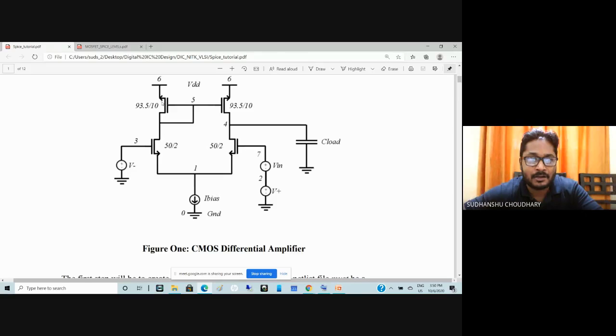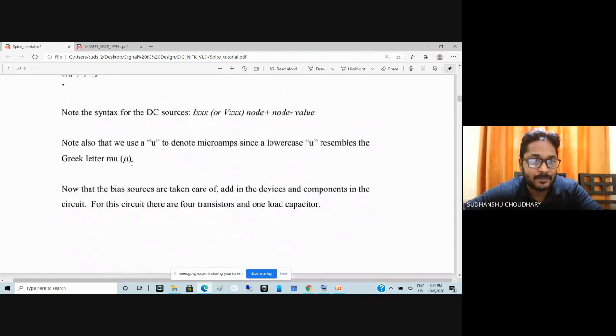Source and bulk are shorted. Bulk is maybe here, so bulk is shorted. 5566, so this is M3. So you'll have to also mark out the number, that is, this is M1, this is M2, this is M3, this is M4, and depending upon the drain, gate, source, bulk nodes, you'll have to write here, right?